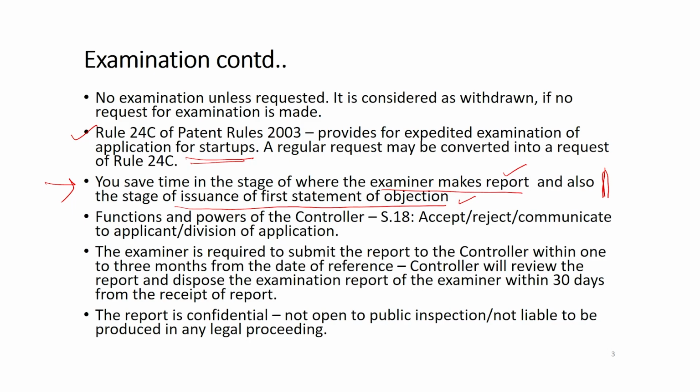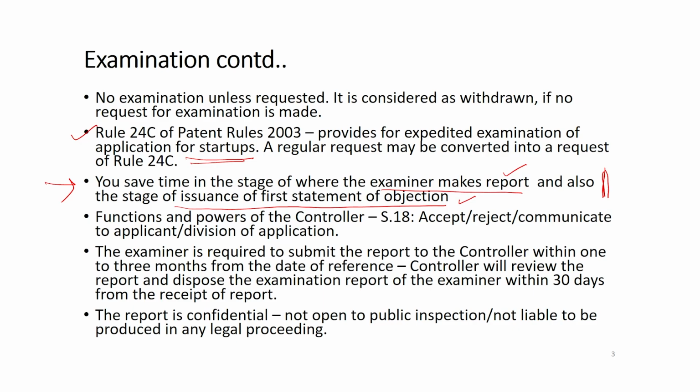Section 18 of the Patent Act 1970 talks about the functions and powers of the controller. Controller may accept the application, controller may reject the application and deny you the grant of patent. Controller will do all the communications with the applicant. Controller has the power to take a decision on a divisional application. So, these are some of the responsibilities of the controller.